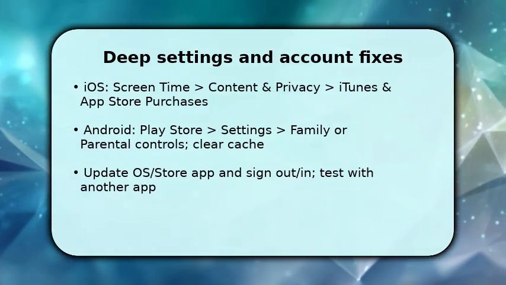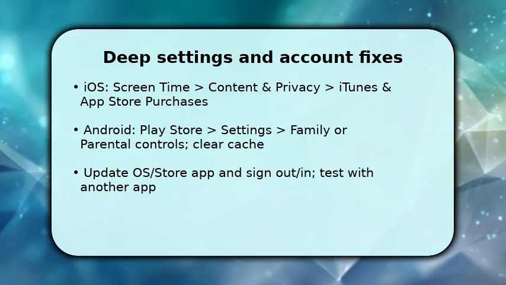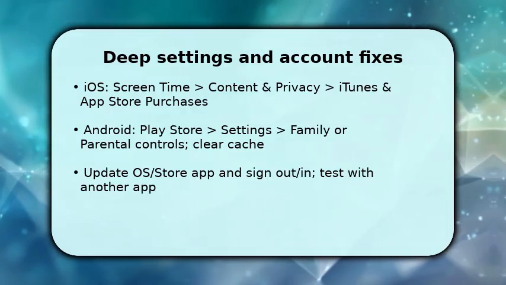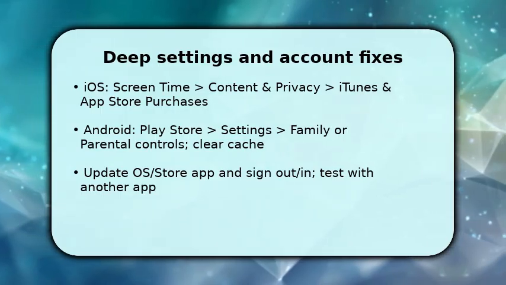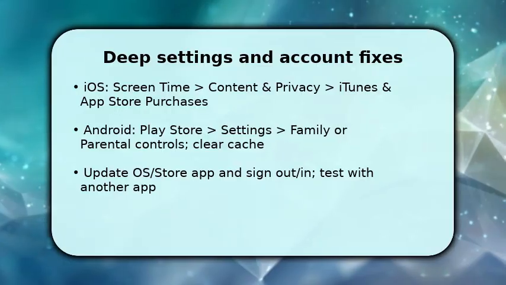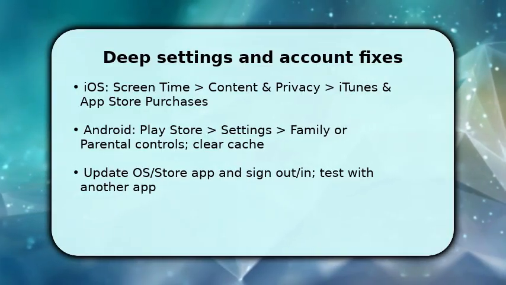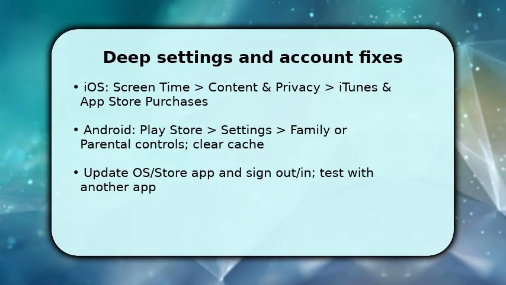On iOS, open Screen Time, then Content and Privacy, iTunes and App Store purchases, and allow in-app purchases. This unblocks the system layer. On Android, open Play Store settings, check family or parental controls and clear Play Store cache to refresh permissions.